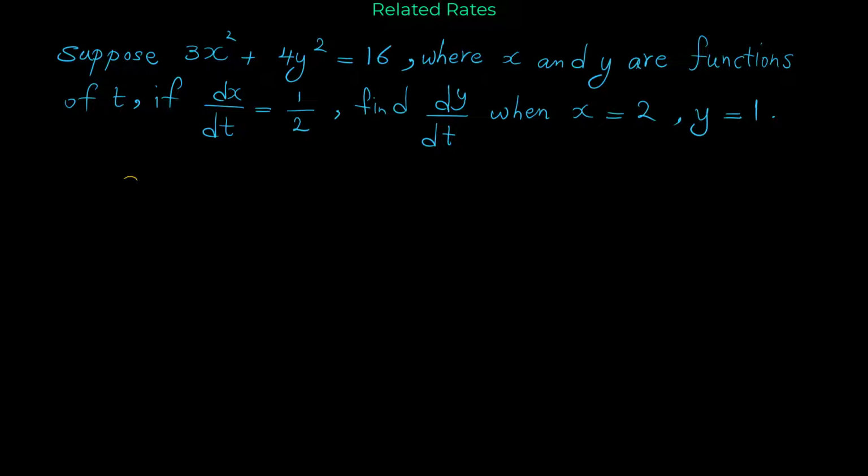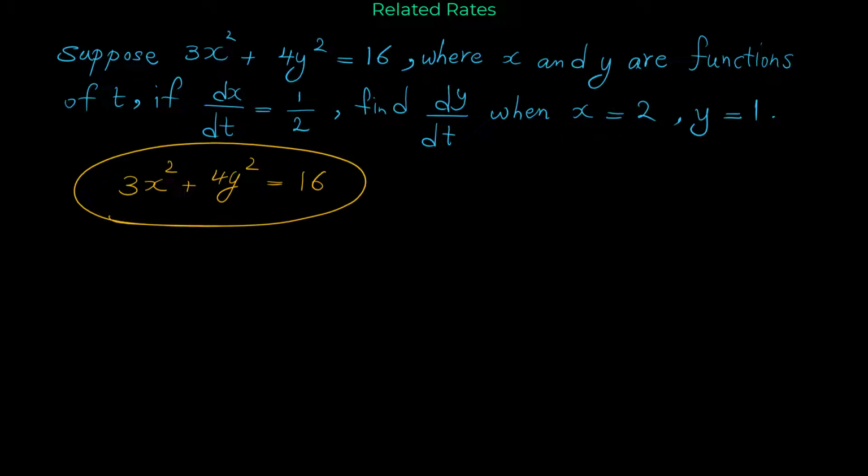So we have this relation between x and y: 3x² + 4y² = 16. When the value of variable x changes, this causes the value of variable y to change as well, because by this relation x and y are dependent on each other. So a change in one variable causes a change in the other variable.